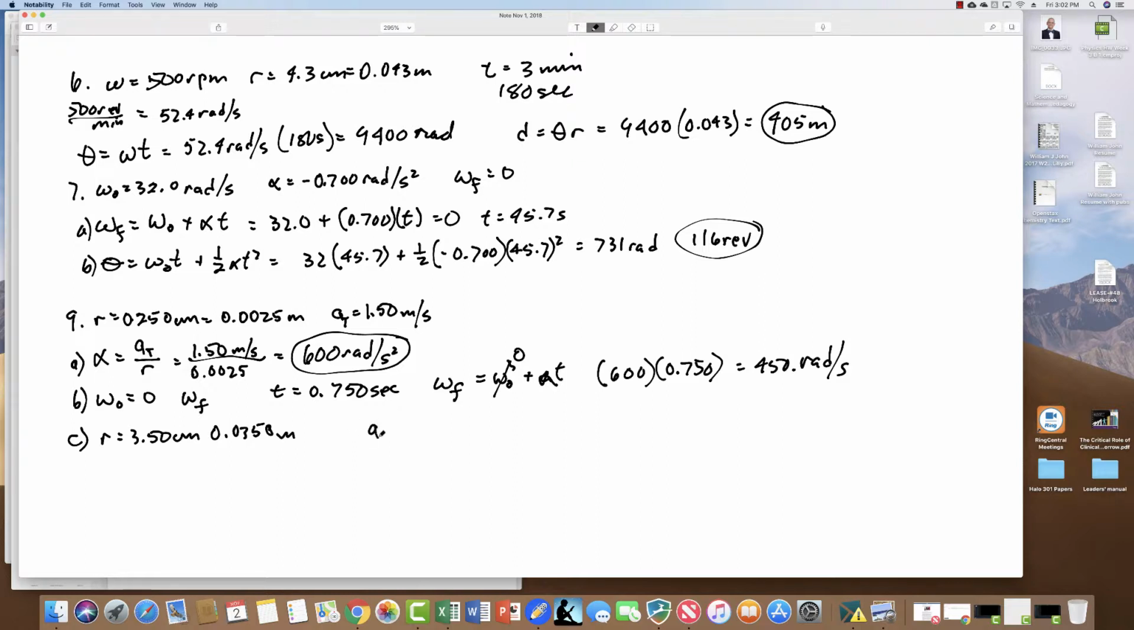The tangential acceleration at that point is equal to alpha times the radius. We know that alpha is 600 and the radius is 0.0350, and so the answer is 21.0 meters per second.